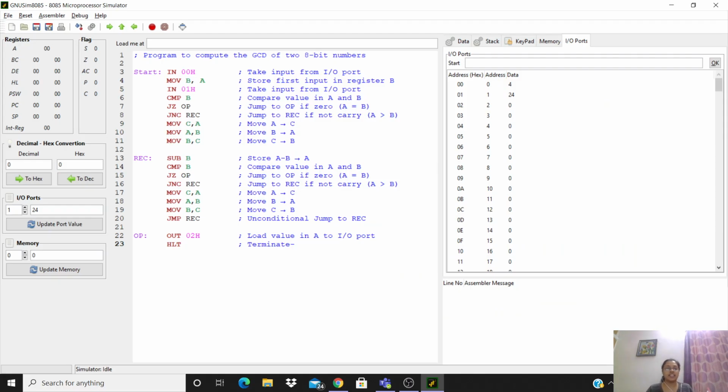So this is basically the GNU code to compute the HCF of two 8-bit numbers, and this code is exactly what we just discussed along with the flowcharts in our presentation. The first integer that we'll be taking is 4 and the second is 24, as we can see in the IO ports. So if I run this program, we'll see that in the second IO port we get the HCF value of 4 and 24, which is 4. So by using this, one can calculate the HCF of two 8-bit numbers. This code is present in the GitHub link that has been shared along with the video.